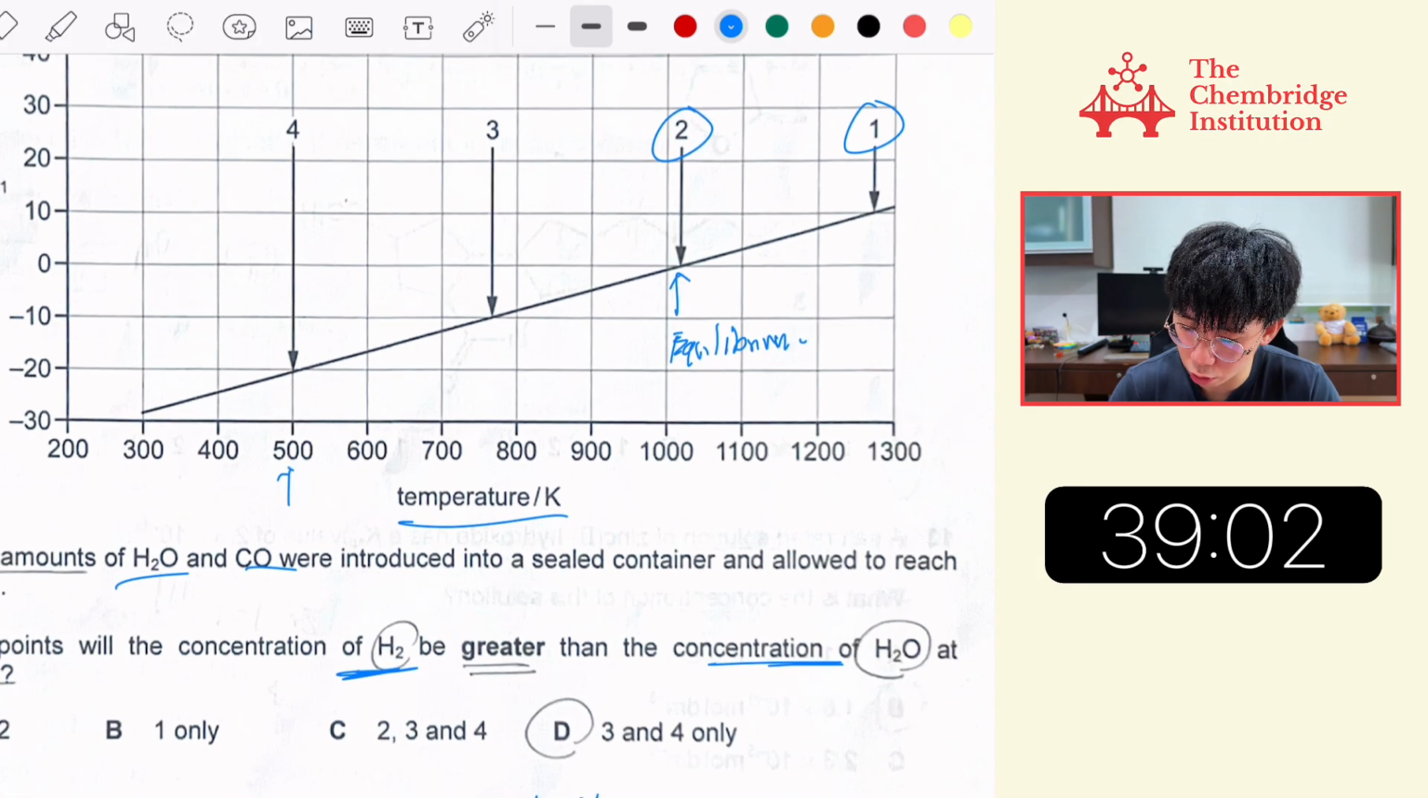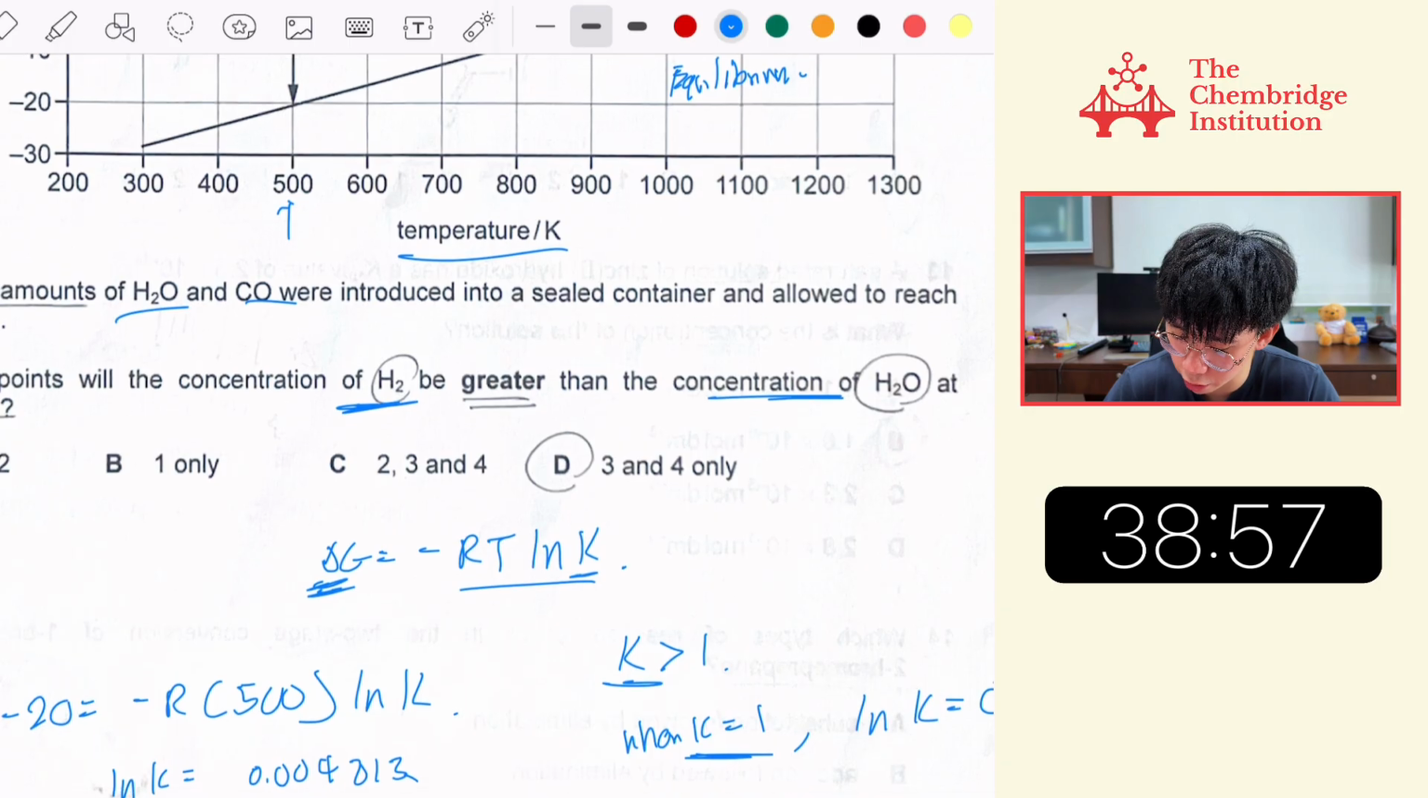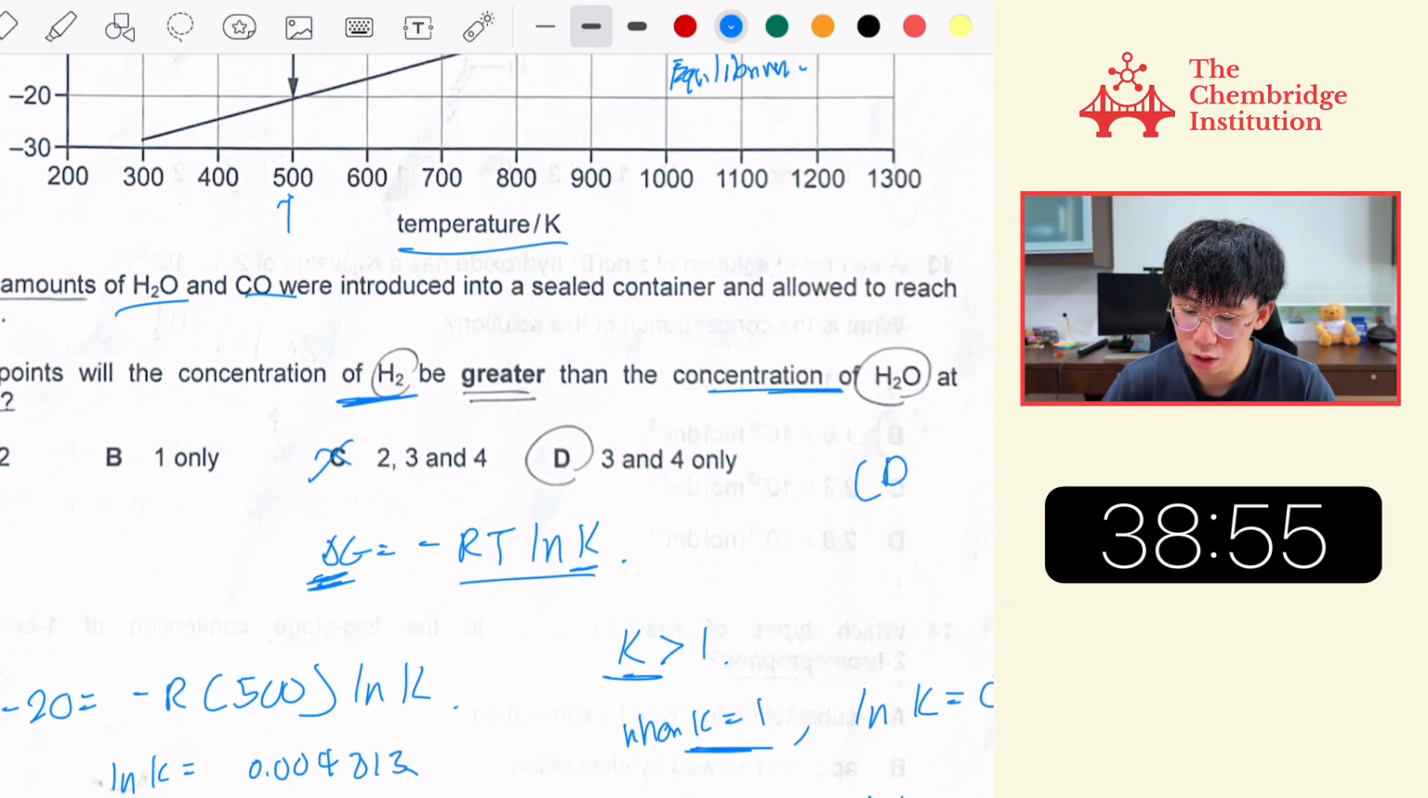And we know that 2 is definitely wrong, as I explained just now. So if 2 is wrong and 3 and 4 are correct, the answer is definitely D over here. Okay, whew. Tough calculation question.